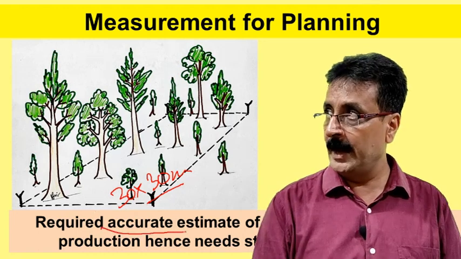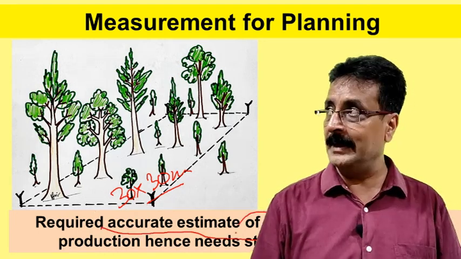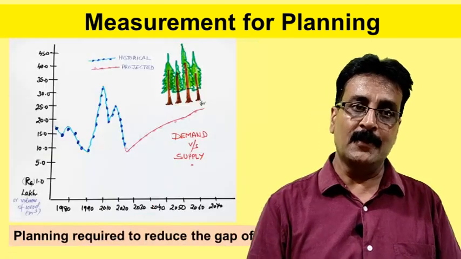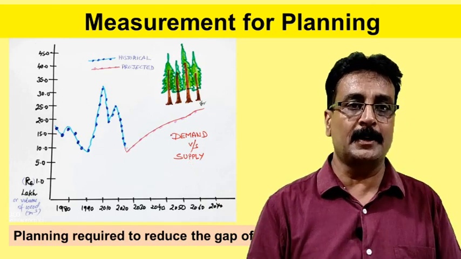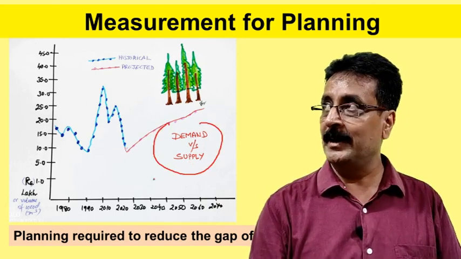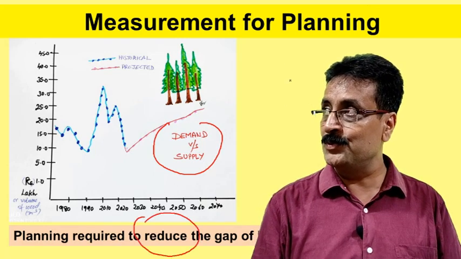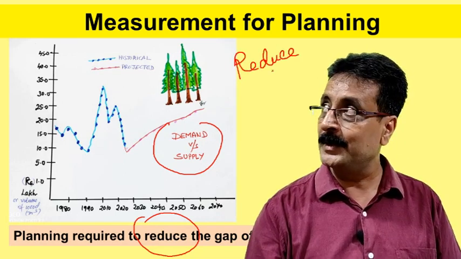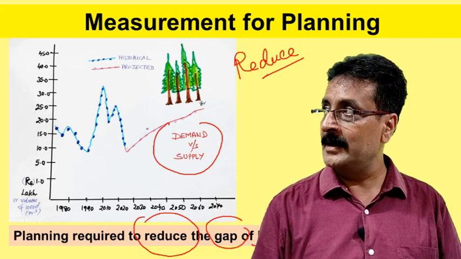For that we need an accurate estimate of future yield. Then only can we make planning, and we need this statistical plan for that. For this statistical plan we need to plan it very nicely and make some sample plots. So this is called demand and supply. See, demand and supply is important. Planning is required to reduce the gap. Now ultimately our goal is to reduce what? The gap of demand and supply.